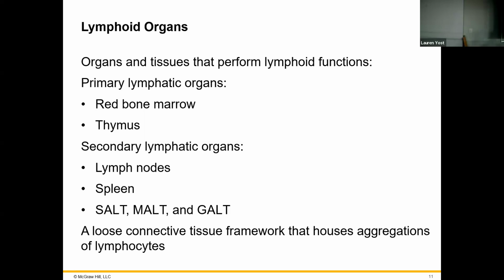The lymph node is the building. Does the building actually do anything? No, the people in the building do the things. So your white blood cells that are in the lymph nodes are doing the work. The lymph node is just a station where that happens.